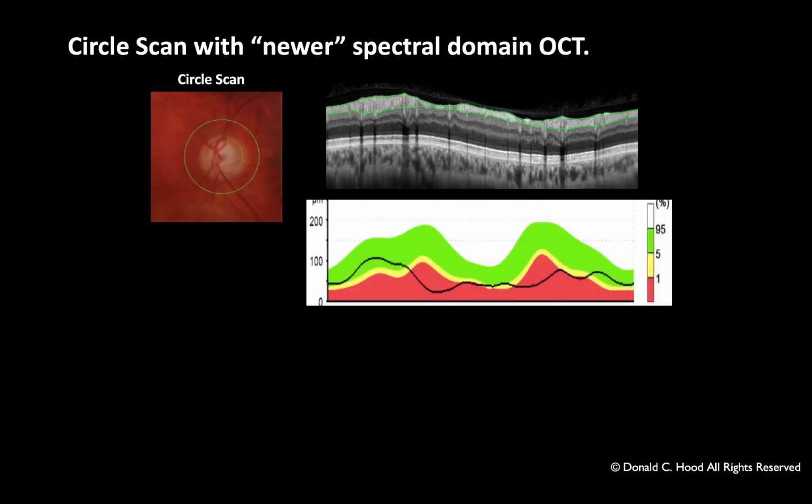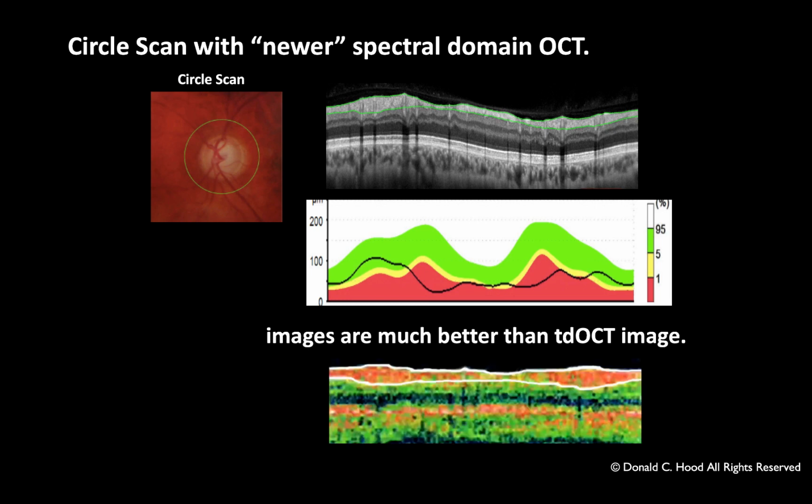Here is an image now with the newer machines. And when I say newer, images like this have been this good for 8 to 10 years or so, ever since these spectral domain machines. They're much better than the old time domain OCT images. This is much better than that. This, of course, is in pseudo color. Again, that's retinal nerve fiber layer.